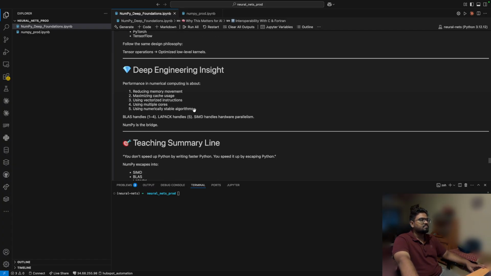So the deep engineering insight is reducing memory movement, maximum cache usage, using vectorized instructions, using multiple cores, and using numerically stable algorithms. BLAS handles up to the fourth, and LAPACK handles the fifth one, which is the numerical algorithms, and SIMD handles hardware parallelism. So these three concepts work together to give us the beauty of what we have.